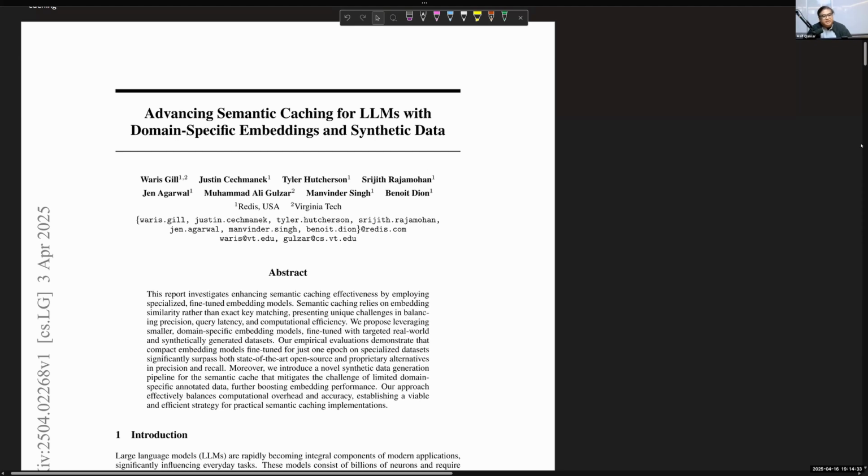The paper we are going to read today is Advancing Semantic Caching for LLMs with Domain-Specific Embeddings and Synthetic Data. Quite a mouthful of a title. It seems to be jointly done with Virginia Tech and Redis. So I'll give you some background on this paper and why we selected it.